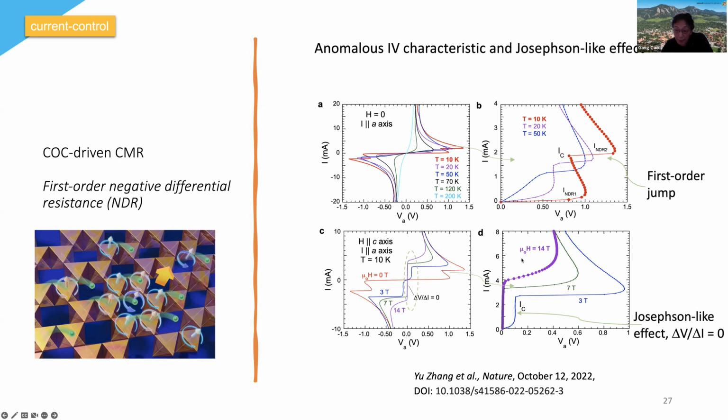But then if we apply magnetic field, again along C-axis, let's look at this picture here. So this first turning point becomes vertical here. This is at 3 Tesla. But then as we further increase magnetic field, for example, 7 Tesla or even 14 Tesla, this becomes a completely vertical line. So this indicates that delta V over delta I is almost zero. You know, this is a Josephson junction effect, a Josephson effect. But we know that in this system, we do not have a superconducting component. They are all insulating. So this again is something that remains puzzling.